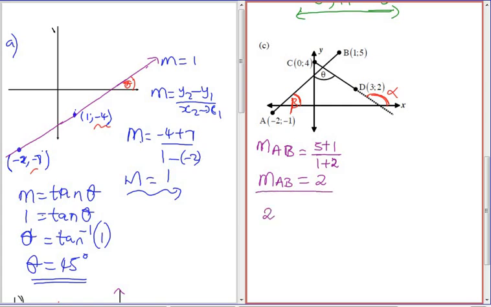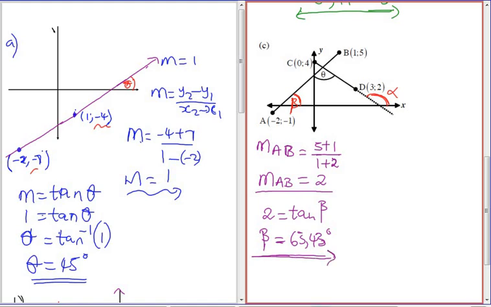So we're going to say this 2 is equal to tan beta using the formula that we talked about. So our beta is acute, as we can see. Our angle is simply, let's use our calculator quickly. It is going to be 63.43. There, we got our beta.